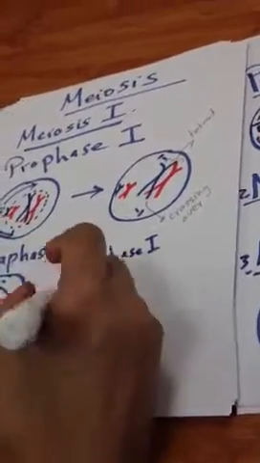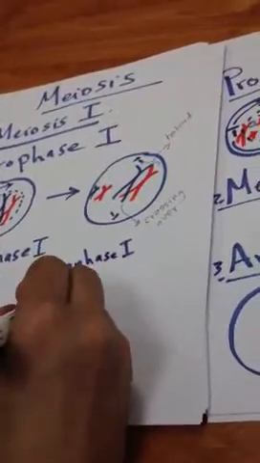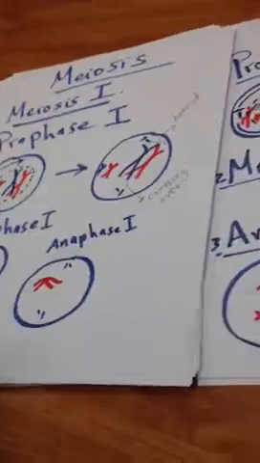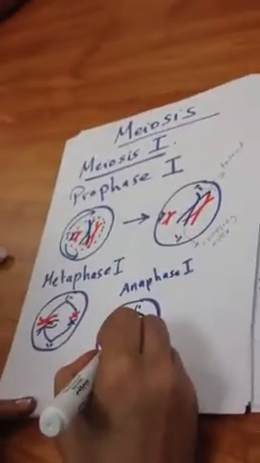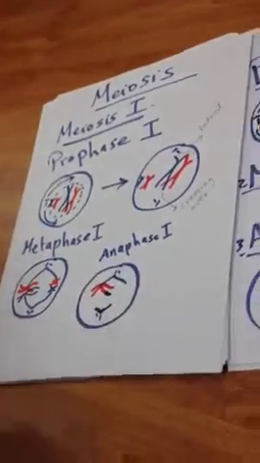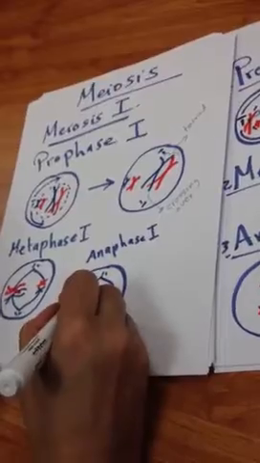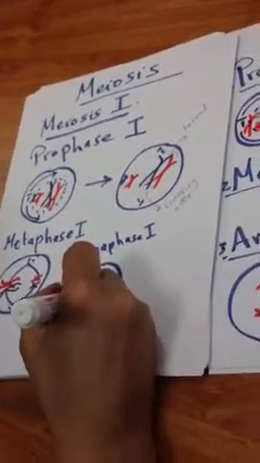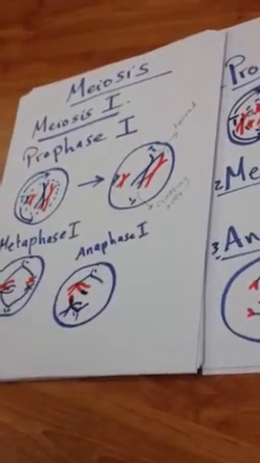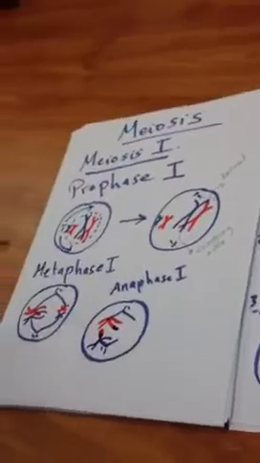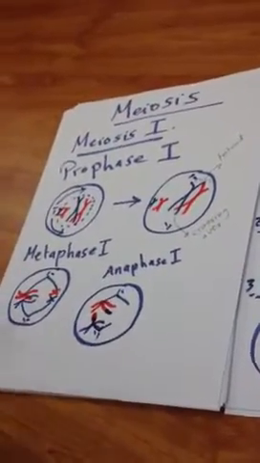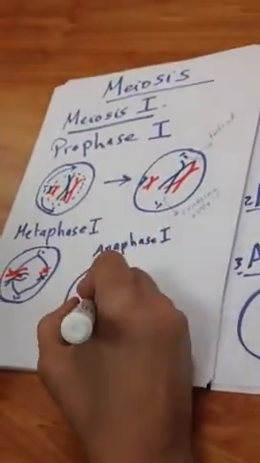هنا بقى هيبان انهم بدلوا، they exchanged segments. هو ده الكروسنج اوفر. خلاص بس هو بيحصل فين؟ في البروفيز. لو قلت لك الكروسنج اوفر بيحصل فين؟ بروفيز 1.